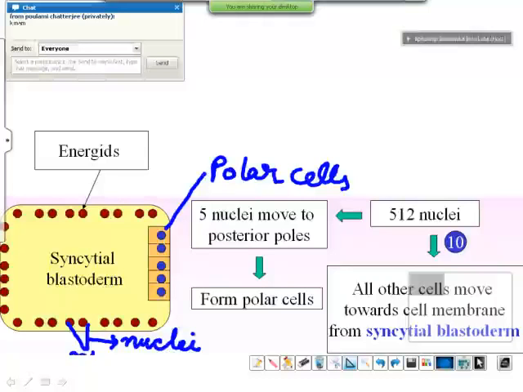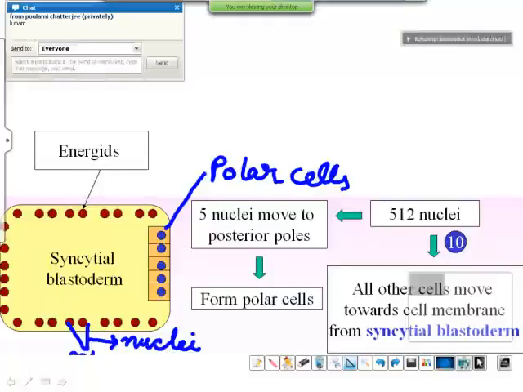Derived from the blastula. Yes, derived from the blastula stage or derived from blastomeres. You understood? Because when cleavage will undergo, what you get? You will just get blastomeres. You will get a blastula. Okay? And in this case, what are you seeing?